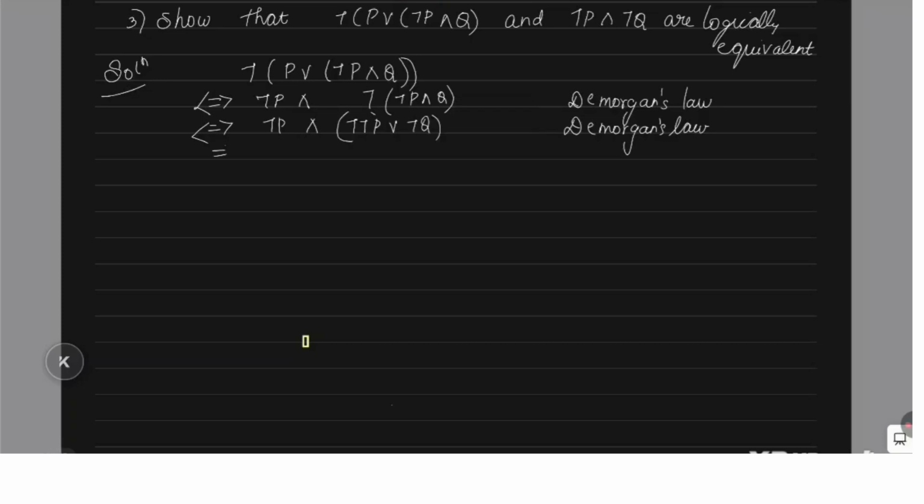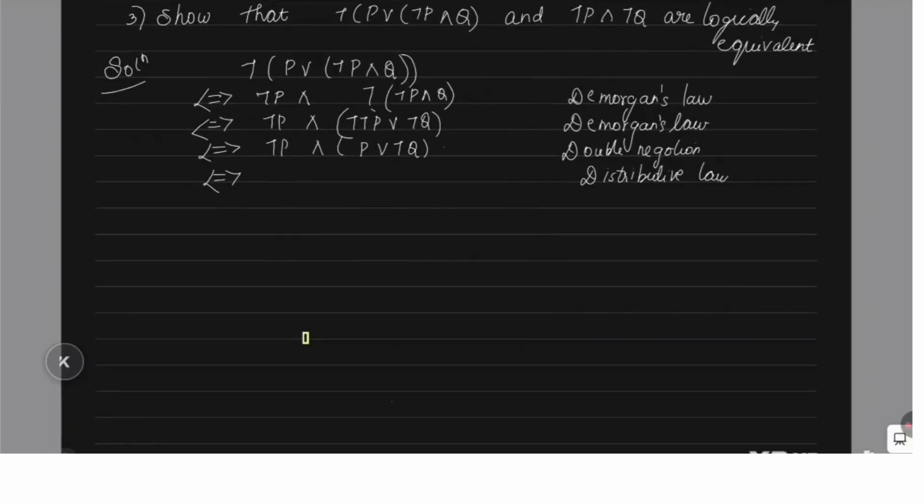Now you have double negation, so you have to remove that by using the double negation law. So not not P becomes P: not P and (P or not Q). So this will be equivalent to, here you have and, or, so you go for the distributive law. According to the distributive law, it will be (not P and P) or (not P and not Q).